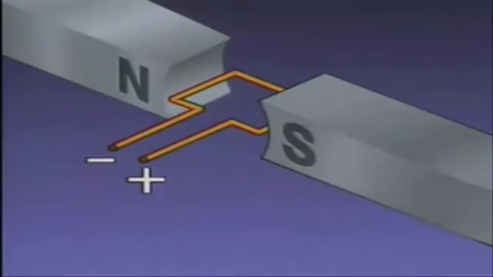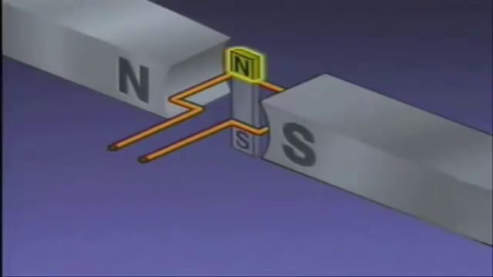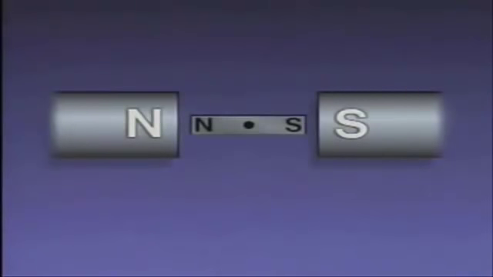The poles of this magnetic field are perpendicular to the loop. The north pole is here, and the south pole is here. In order to show how the magnetic field around the loop interacts with the magnetic field of the permanent magnets, we'll represent the poles of the loop with a bar magnet. The bar magnet is pivoted so that it's free to rotate.